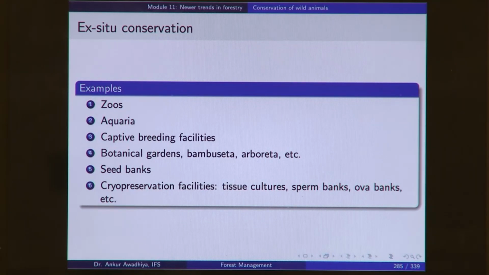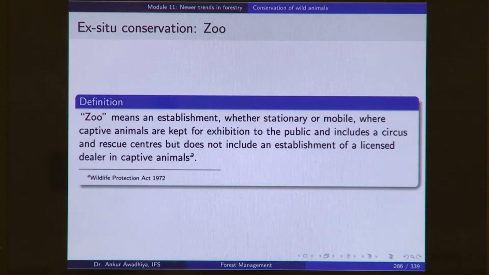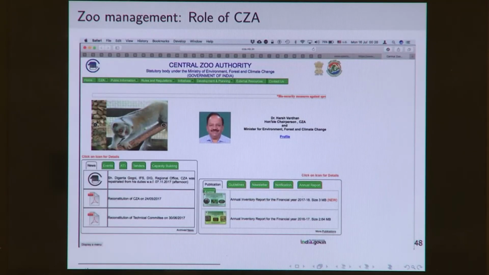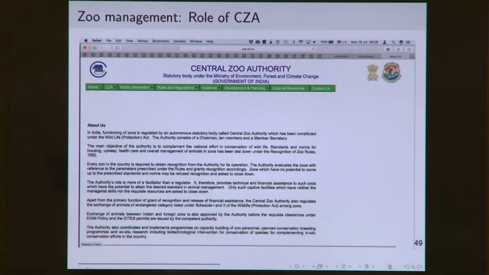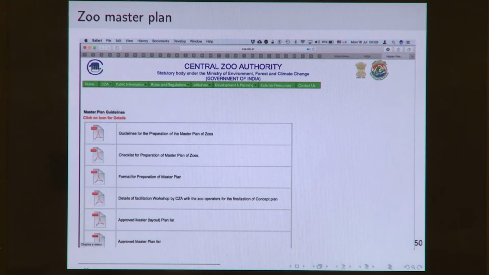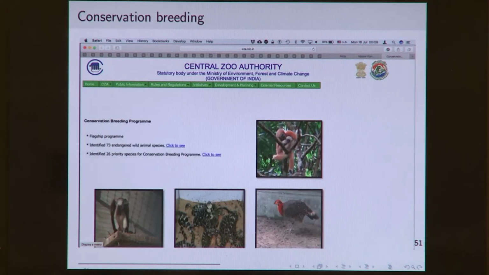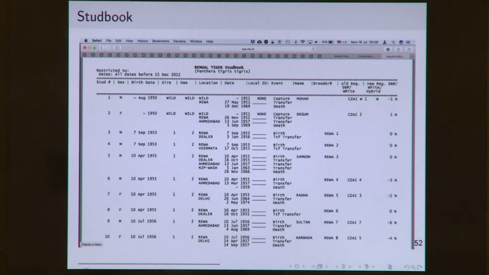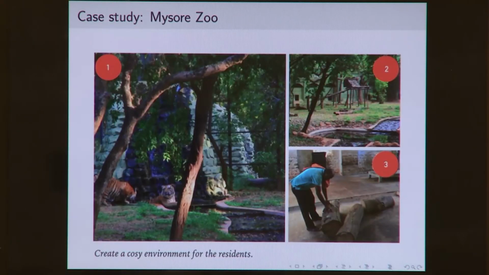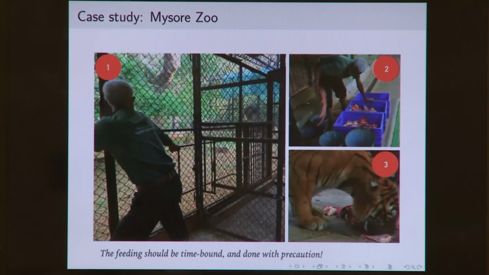Now, in the case of ex situ conservation, the examples include zoos, aquaria, captive breeding facilities, botanical gardens, bamboosetas, arboreta, seed banks, cryopreservation facilities and so on. And then we looked at the zoo as an example of ex situ conservation. In our country, zoos are regulated by the CZA, or the Central Zoo Authority, which approves the zoo master plans, helps in conservation breeding, and helps in standardization of stud books. And we looked at the case study of Mysore Zoo as an example, what all things are done, and how animals are cared for.